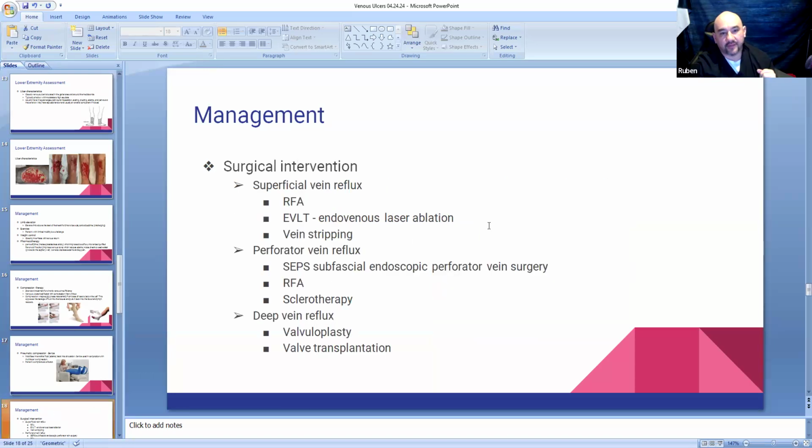And then some surgical management. You got the radiofrequency ablation, you got the endovenous laser ablation, there's vein stripping, perforator vein reflux. So they have that subfascial endoscopic perforator vein surgery, radiofrequency again, sclerotherapy. And then for the deeper ones, you got the valvuloplasty and the valve transplantation.